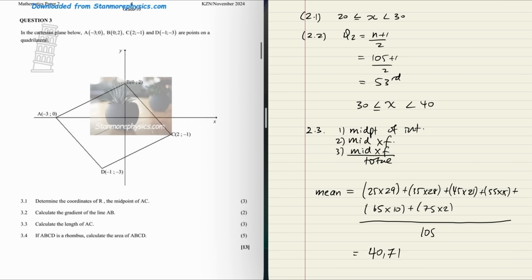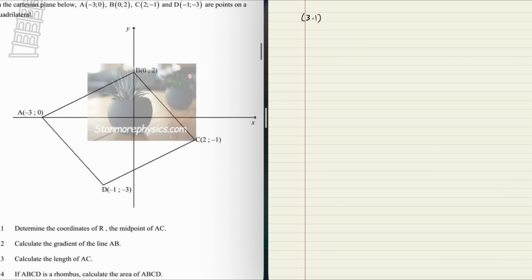Now let's take a look at question number 3. In the Cartesian plane below, A, B, C, and D are points on a quadrilateral. Question 3.1, determine the coordinates of R, the midpoint of AC. So 3.1, to calculate R, so AC, so R is going to be somewhere, that's a terrible line, let's redo that. So R is going to be somewhere here, I'm assuming.